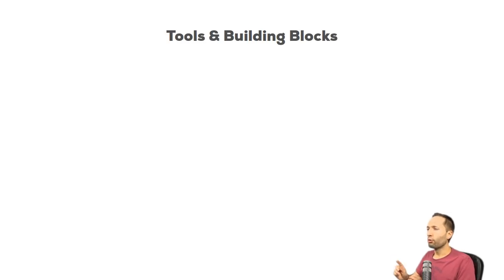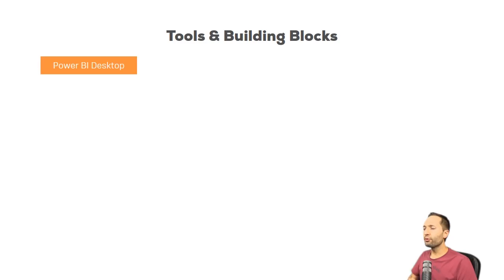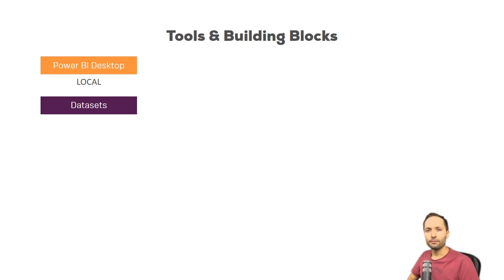So we already know that Power BI is not a single tool, but consists of multiple tools. Additionally, we have that building blocks. Let's see what that is. The first tool is Power BI Desktop, the local application only available on Windows. In Power BI Desktop, we have the first building block, the datasets. Now, what is a dataset? A dataset simply describes the data or the information that you have in your data model.